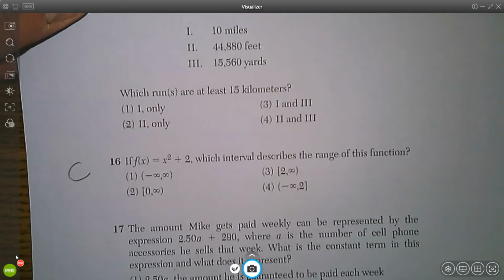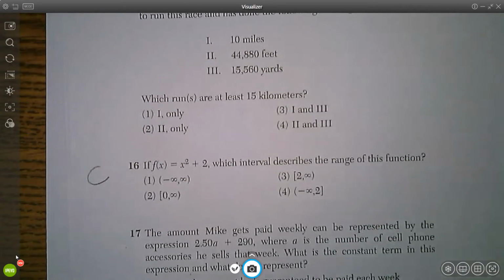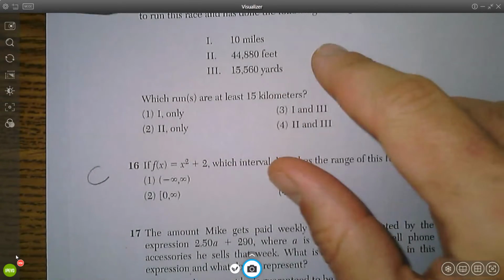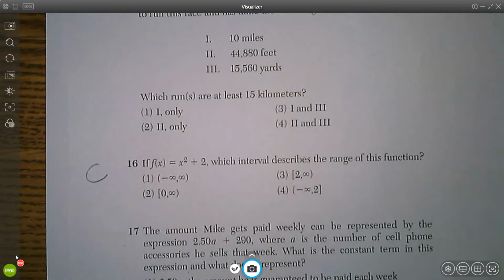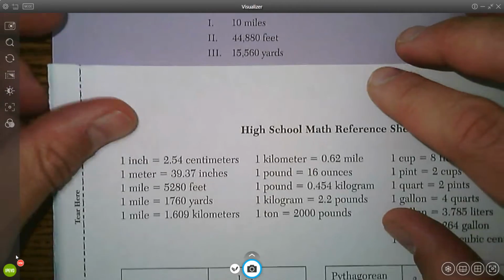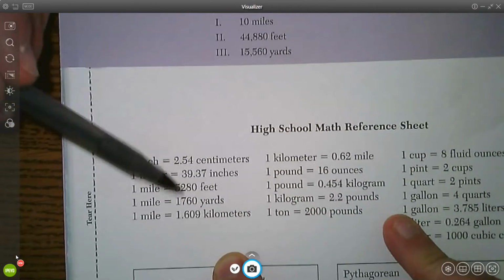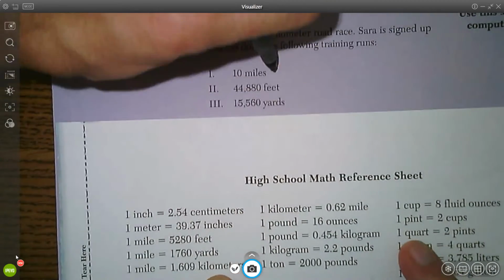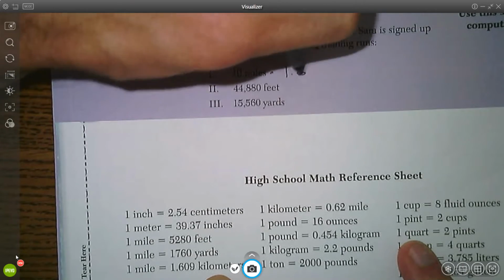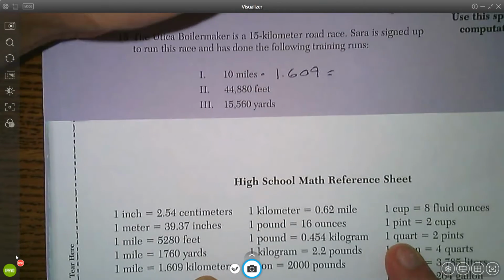Number 15. 15 kilometers race and has done the following training runs. Which run is at least 15 kilometers? So we're going to need to use our formula sheets on this for conversion. So let me get that. Miles to kilometers. So 1 mile is 1.609 kilometers. So I'm going to multiply 10 miles times 1.609.